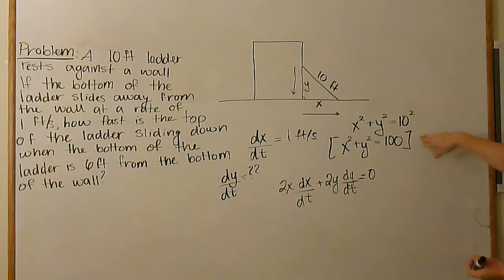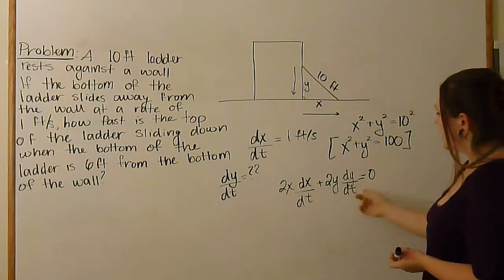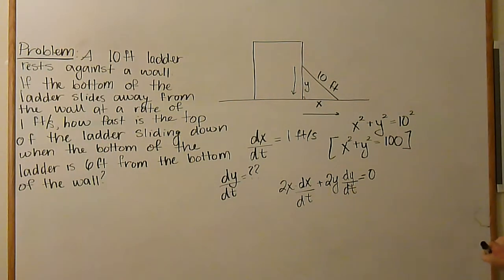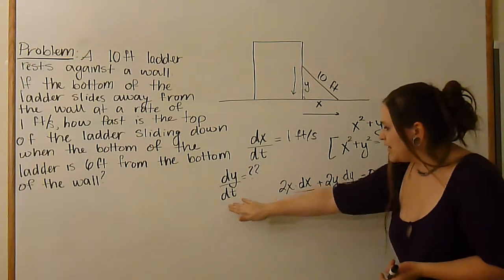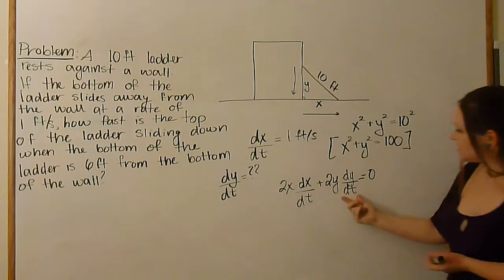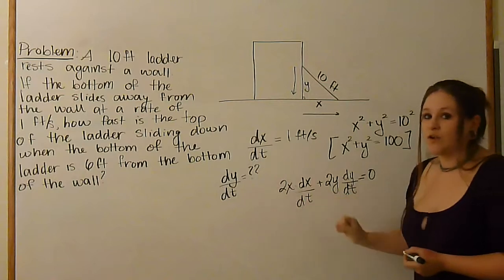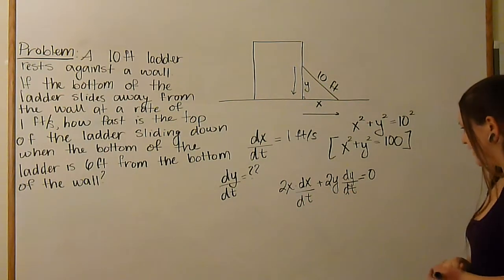So now we have an equation relating x and y. We also have an equation that now relates dx dt and dy dt with x and y. So we can see we're looking for dy dt, and there it is right here. This is what we're looking for. So we have to make sure we know everything else in this equation so we can solve for dy dt.